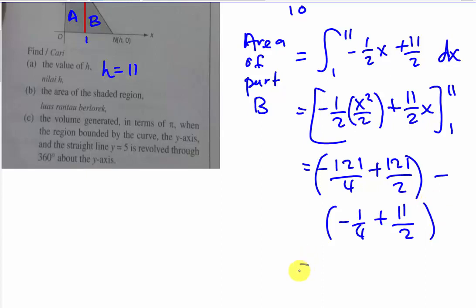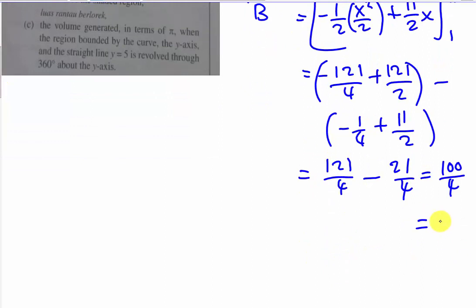Alright, then I will get the answer is 121 over 4 minus, okay, 121 over 4 is this one. Make this one become 4. Multiple 2 is 22. 22 minus is 21 over 4. Alright, this is 21 over 4. Then you solve it, you actually will get 100 over 4. And then you just solve the 100 over 4.